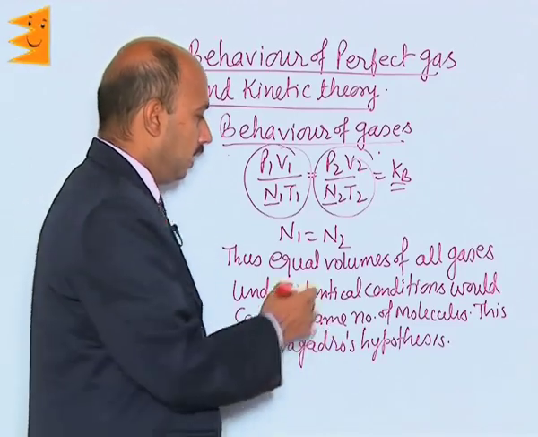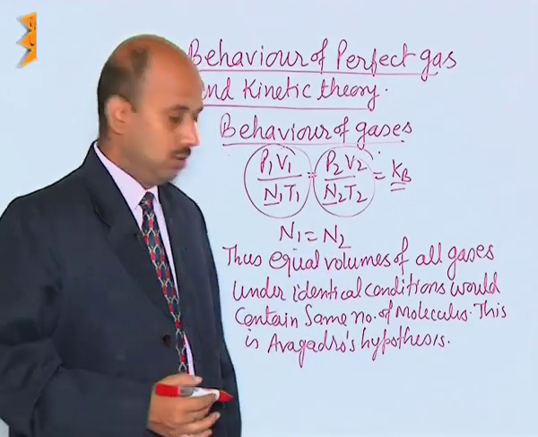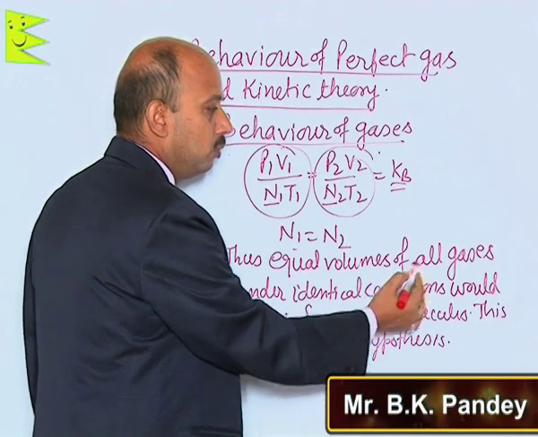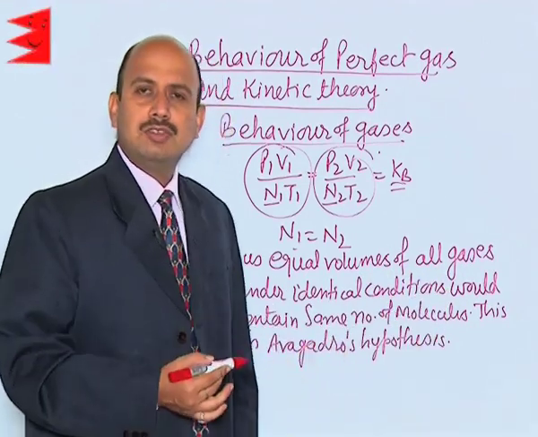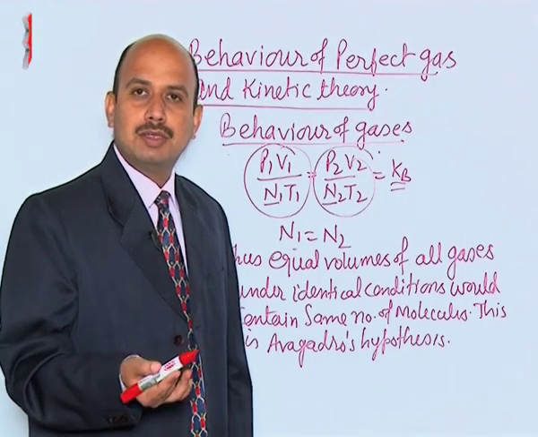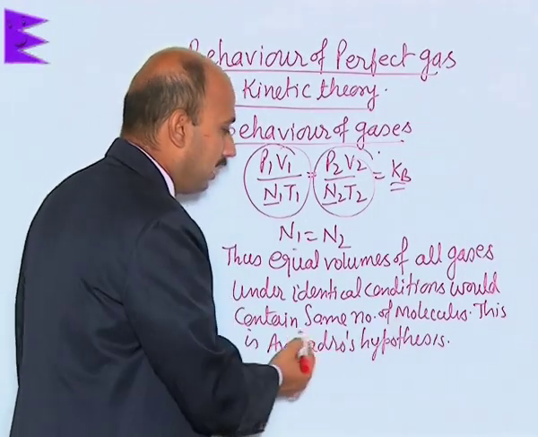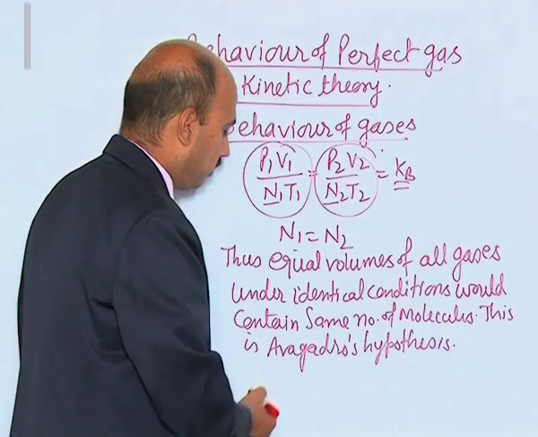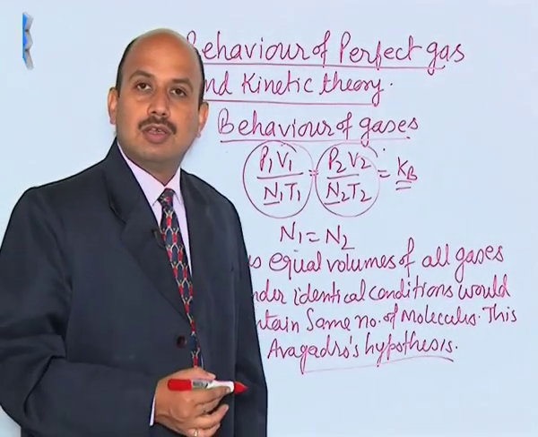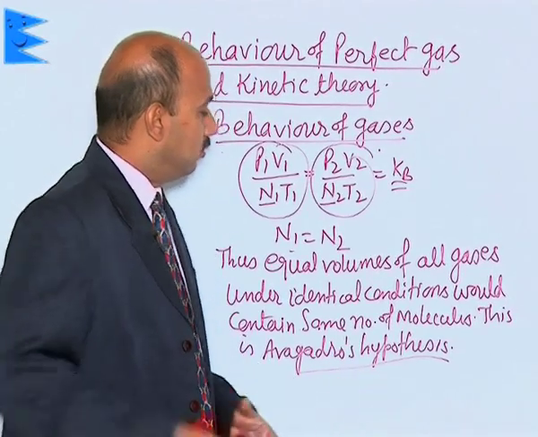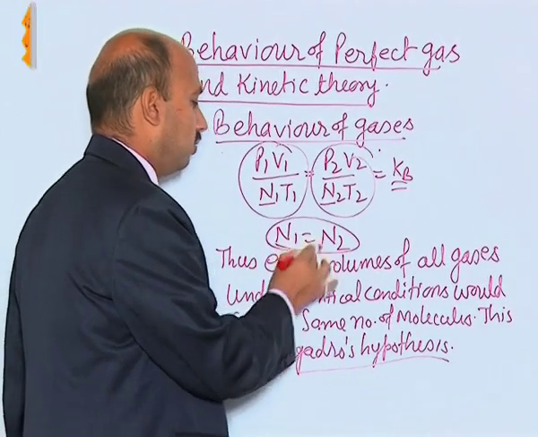So now see here, N1 is equal to N2, thus equal volumes of all gases under identical conditions. Identical conditions means pressure, volume and temperature remain the same, would contain the same number of molecules. This is called Avogadro's hypothesis. So actually, this part here we have shown here N1 is equal to N2.